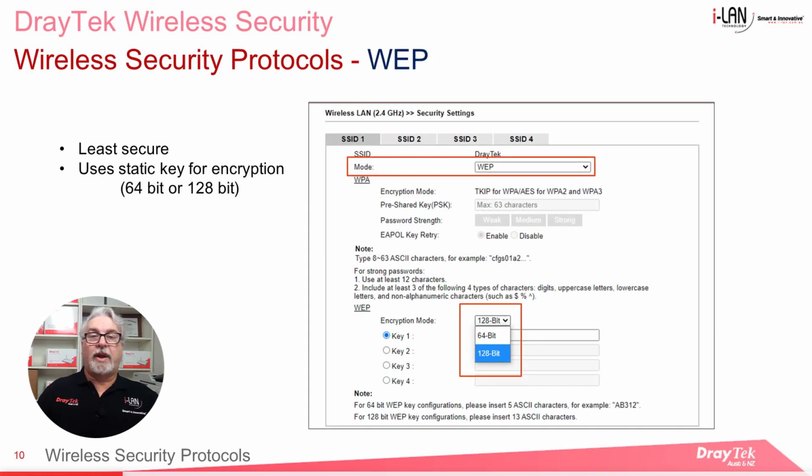On most DrayTek routers and access points, you'll usually still find WEP, even though it's no longer ideal to use these days. The reason for its weakness is that it uses a static key, which can be either 64-bit or 128-bit, and hackers have been able to easily crack it. The reason it's still there is that older Wi-Fi devices may not support the later and more secure protocols, and using WEP is still better than using no encryption at all. Still, don't use it if you don't have to.